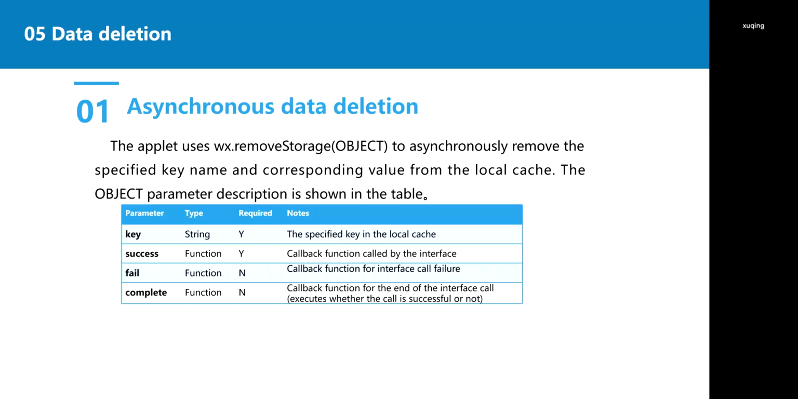Key is the specified key in the local cache. Success is the callback function called by the interface on success. Fail is the callback function for interface call failure. Complete is the callback function for the end of the interface call, and it executes whether the call is successful or not.